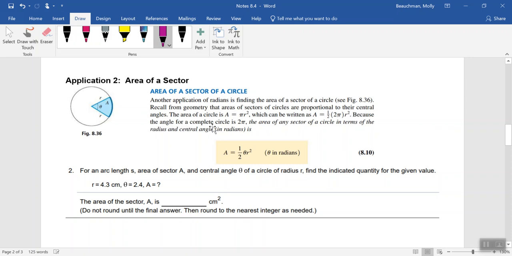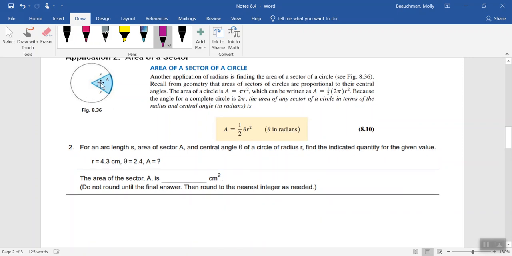Because the angle for a complete circle is 2 pi, the area of any sector of a circle in terms of the radius and central angle is area equals 1/2 times the central angle times r squared, when our angle is in radians. So you can see the picture up above. So we're finding the area of a sector.